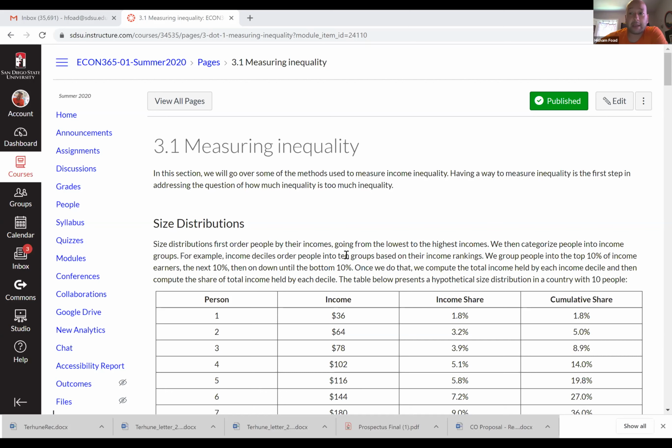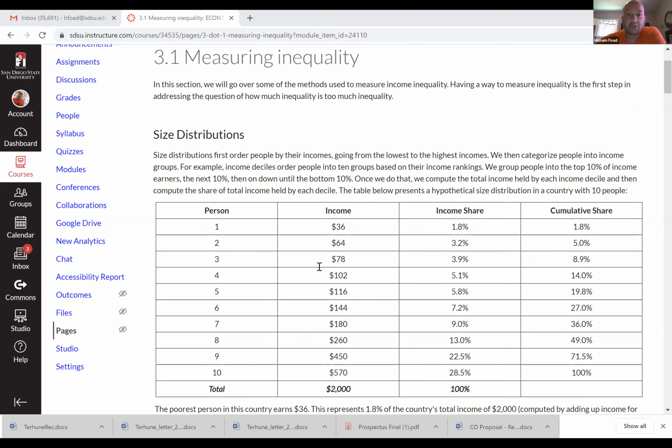The first one we're going to take a look at is just a size distribution. This is basically the building block for the next two tools that we're going to be using. For a size distribution, you take everybody in the country and you order them from the lowest level of income to the highest level.